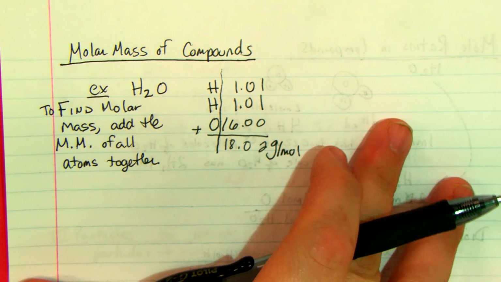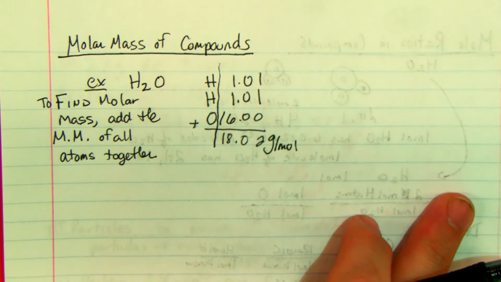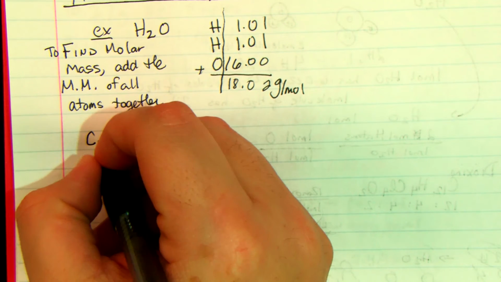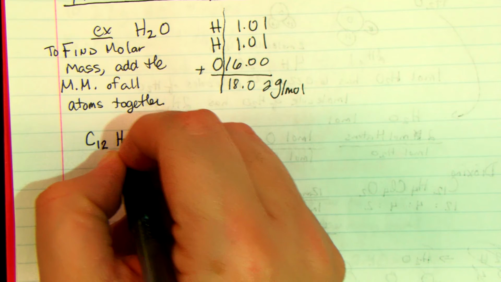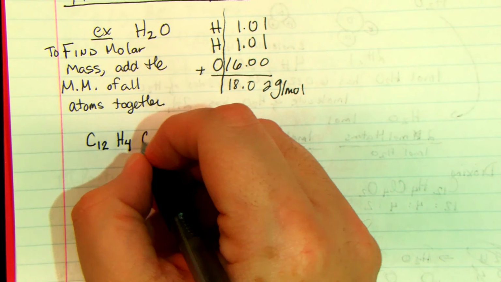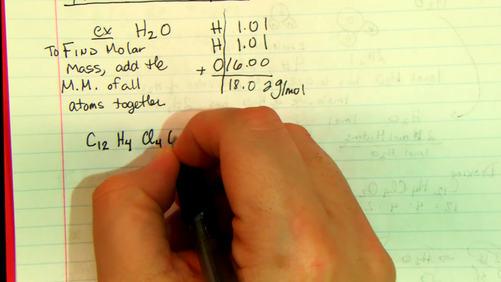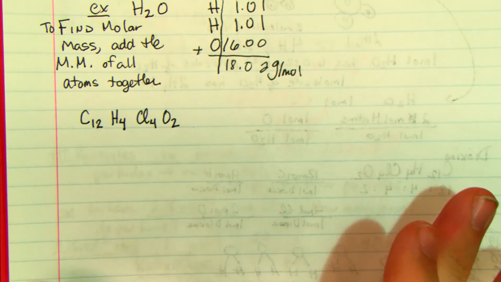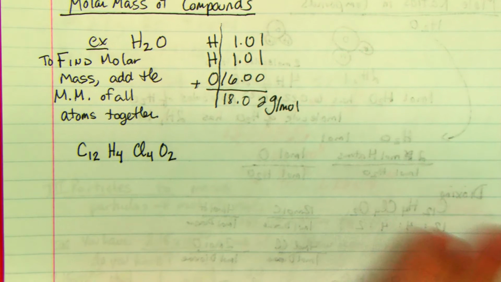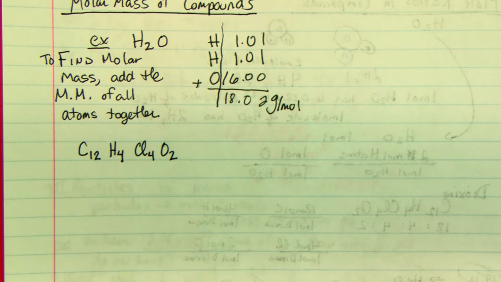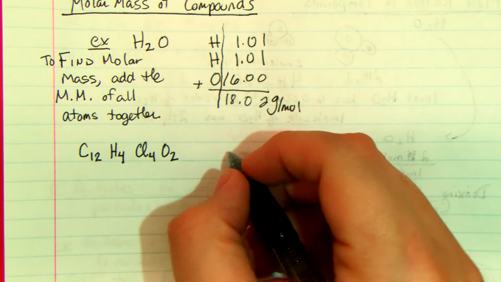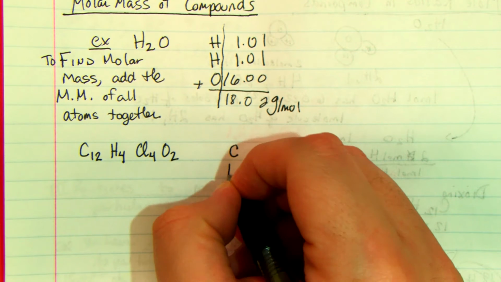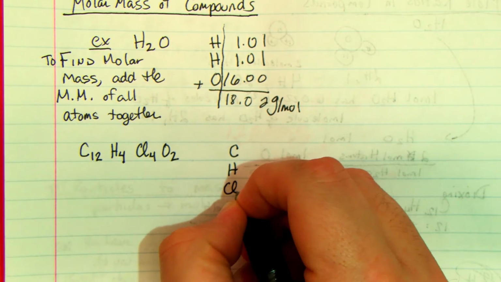Now, let's go back to our friend dioxin. C12, H4, Cl4, O2. And we want to find the molar mass. So basically I'm giving you an easy example and I'm giving you a crazy one. And I'm going to show you that the crazy one's not all that bad. Now, there's 4 elements, right? There's carbon, there's hydrogen, there's chlorine, and there's oxygen.